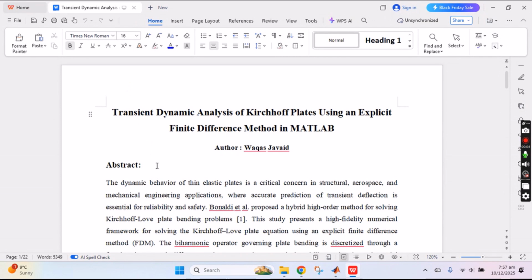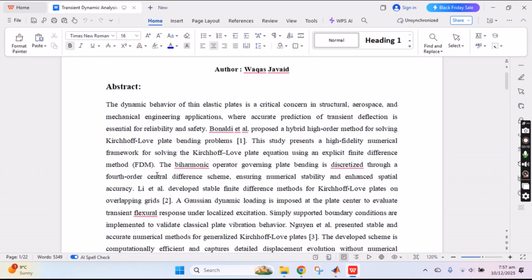This project is related to transient dynamic analysis of Kirchhoff's plate using an explicit finite difference method in MATLAB. Which is basically in the abstract, I have just written how the dynamic behavior of plastic plates for the critical concerns in structural aerospace with mechanical engineering applications.